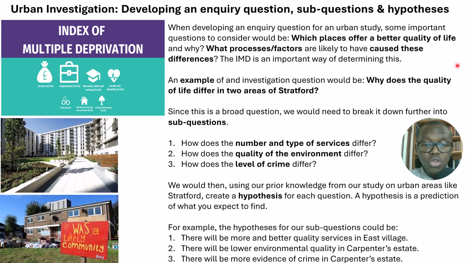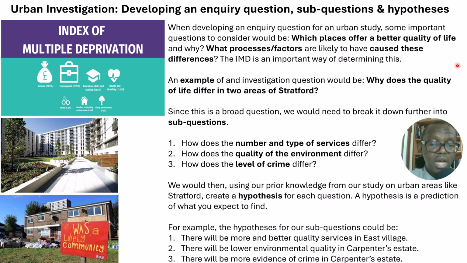Right, so you then use your prior knowledge from your urban studies to create hypotheses like we did for the river study. So your hypothesis, again, is a prediction of what you expect to find. For example, the hypothesis for our sub-questions here would be, there will be more and better services in East Village. So East Village is a part of Stratford. And then the one that is normally used as a comparison, or to contrast it rather, is Carpenter's Estate, right?